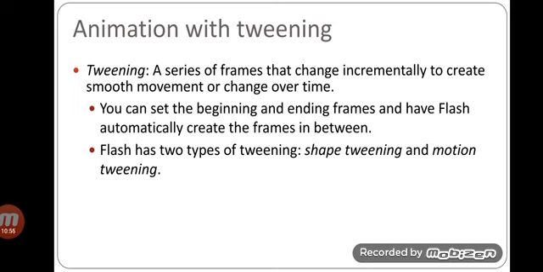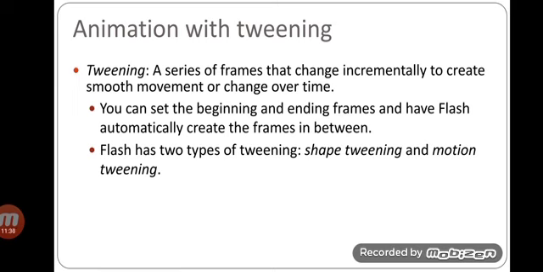So animate with tweens. In the last chapters we also discussed tweening. We have two main things when we use the tween option: motion tweening, and the second one is shape tweening. Tweening is a series of frames that changes incrementally to create smooth movement or change over time. You can set the beginning and ending frames and have Flash automatically create the frames in between. Flash has two types of tweening: shape tweening and motion tweening.